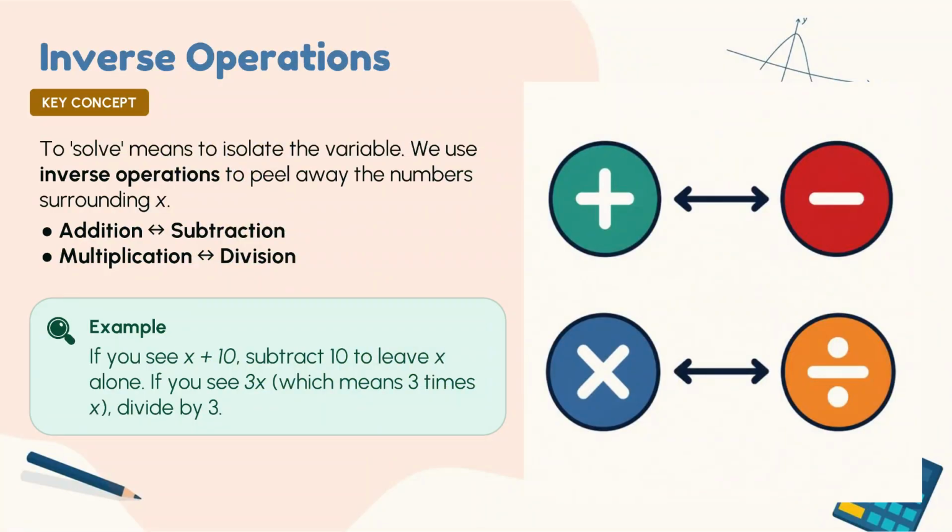To solve an equation, we need to isolate the variable. That means we want to get x by itself. We do this using inverse operations. Addition and subtraction undo each other. Multiplication and division undo each other. For example, if you see x plus 10, you subtract 10 to leave x alone. If you see 3x, remember that means 3 times x. To undo multiplying by 3, we divide by 3. So inverse operations help us peel away the numbers around x.